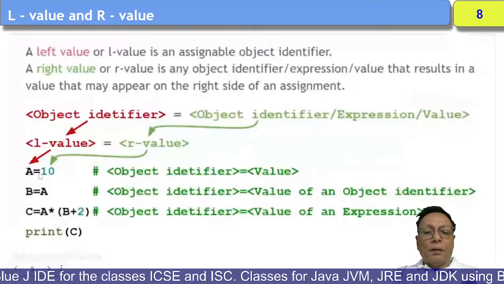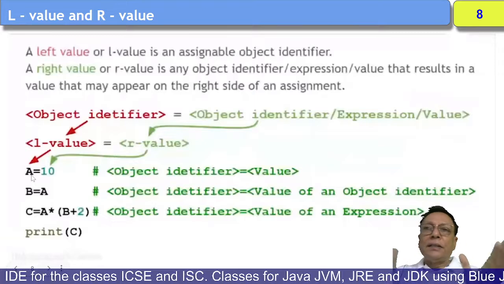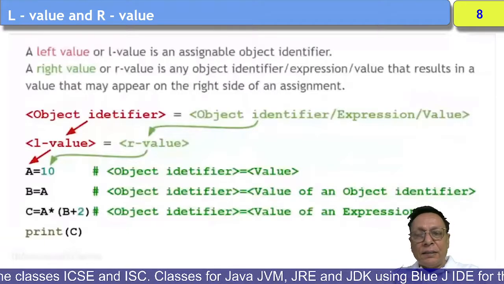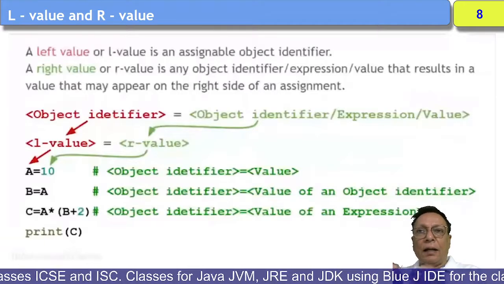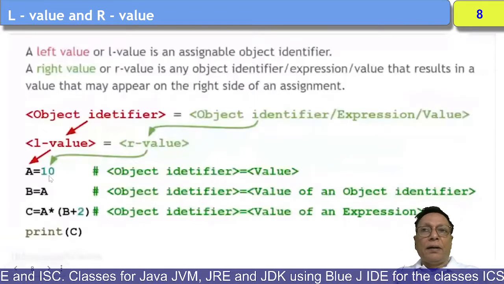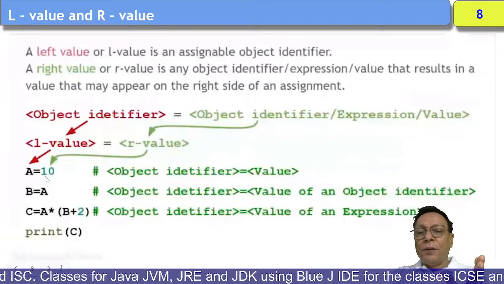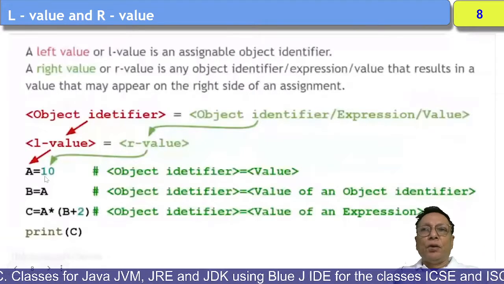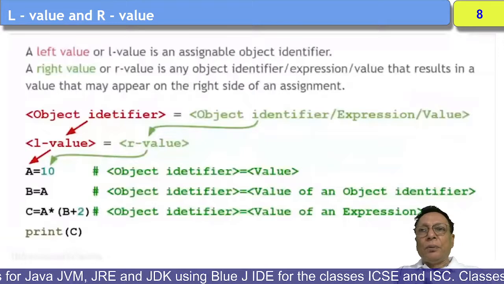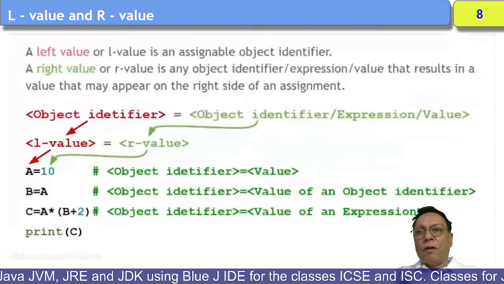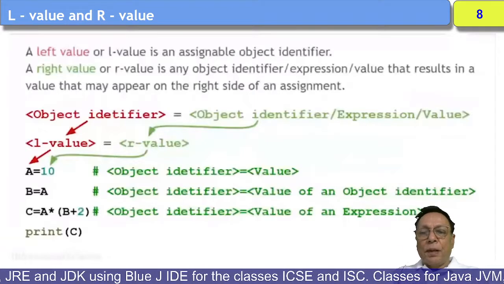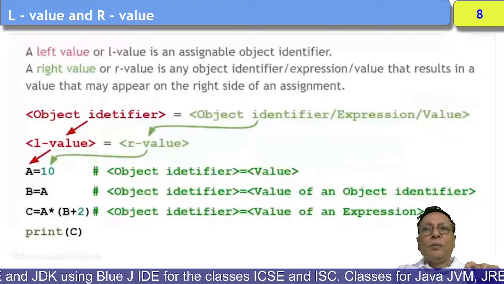For example, if you say A is equal to 10, A is an identifier, and this will be treated as the L value. And on the right side, it could be an identifier, but over here it is a value. So on the right side of the assignment, there could be an identifier, a constant, or an expression. So R value consists of the identifier or the value or the expression, but L value will always be the identifier.